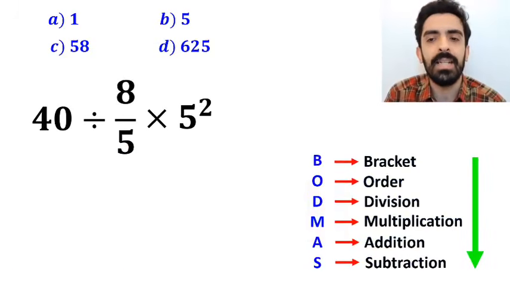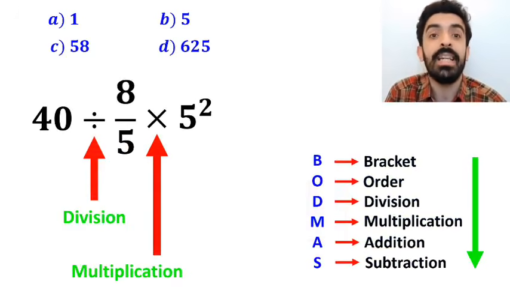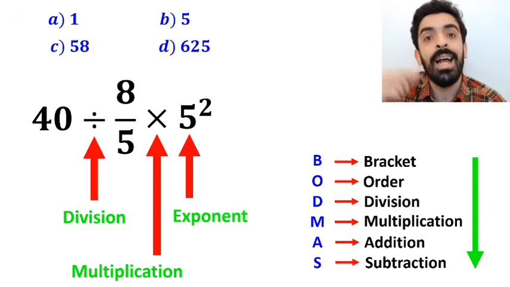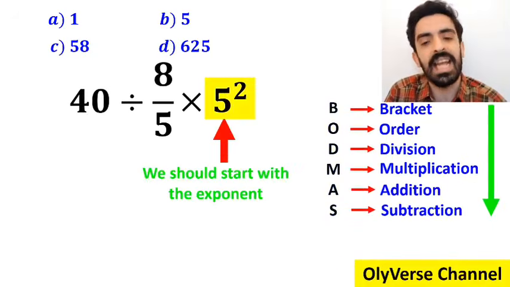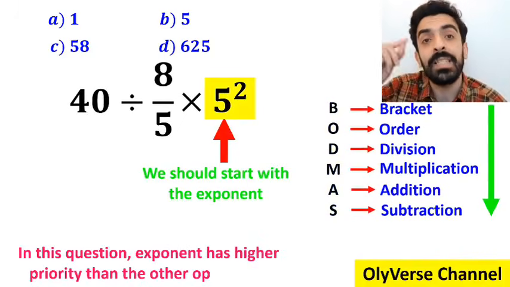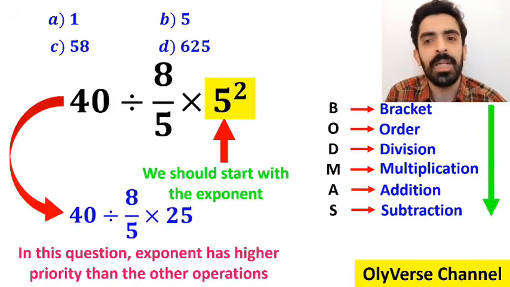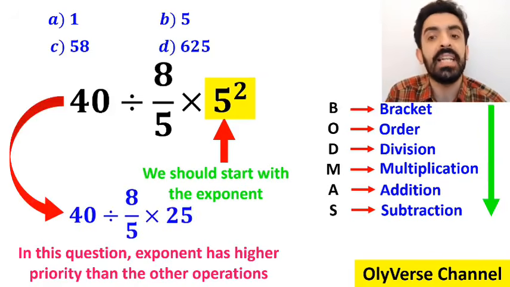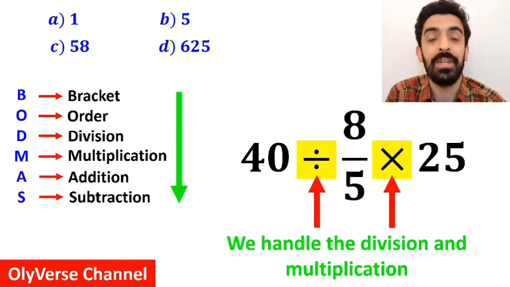As you can see on the screen, in this expression, first we have a division sign, then a multiplication sign, and finally an exponent. According to the BODMAS rule, we should start with the exponent because in this expression, the exponent has a higher priority than the other operations. So, instead of the original expression, we can write 40 divided by 8 over 5 multiplied by 25. In the next step, we handle the division and multiplication.